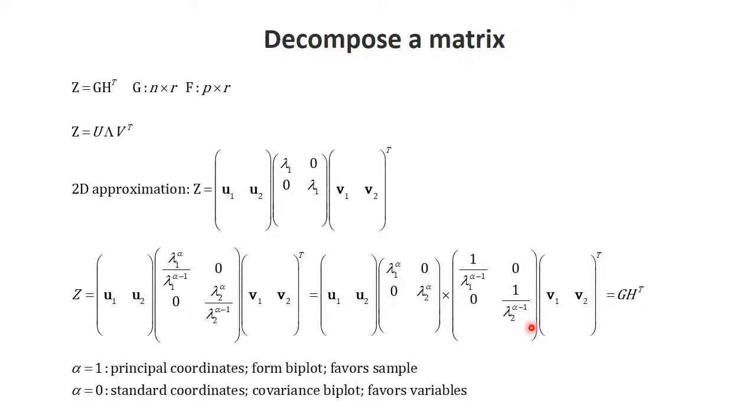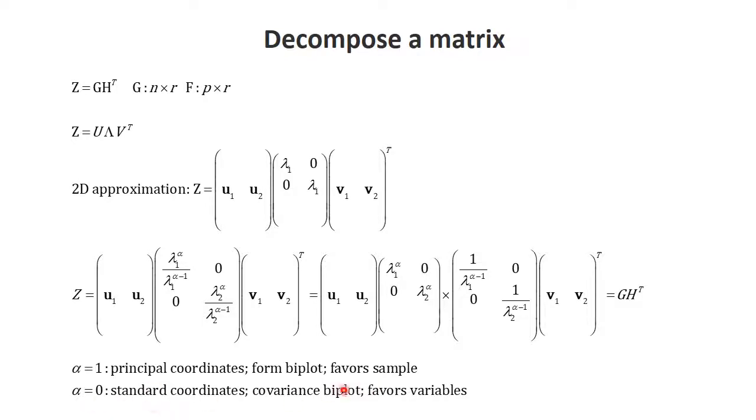So this is basically what you get over here. So this is now the G matrix and this is the H matrix. Now you can make various choices of alpha. If alpha is 1, then we are back to the original decomposition, and we call them principal coordinates, and we call that the form biplot. That favors looking at samples.